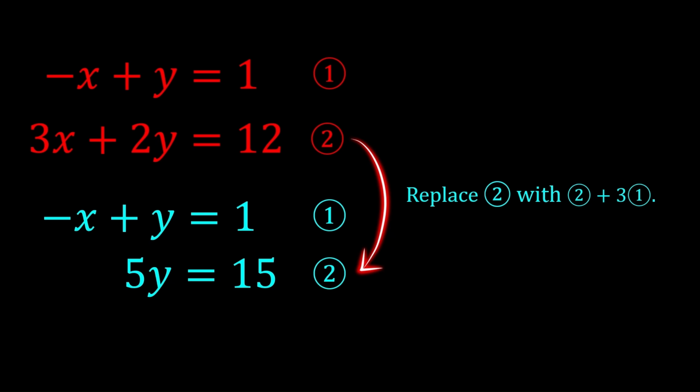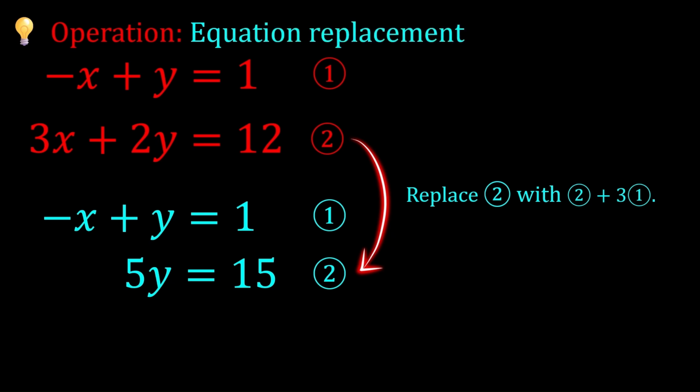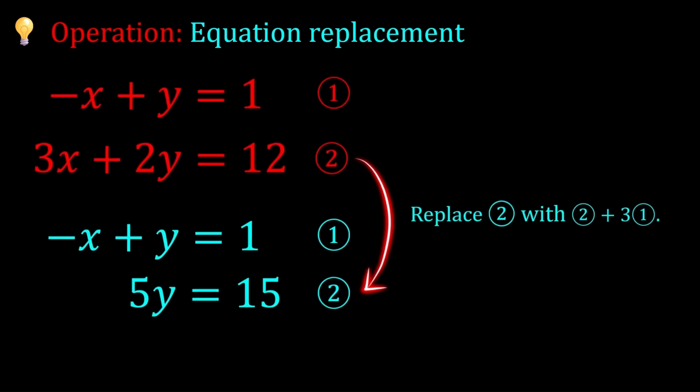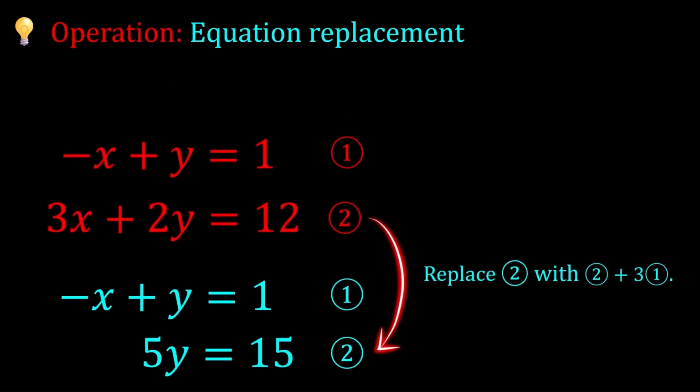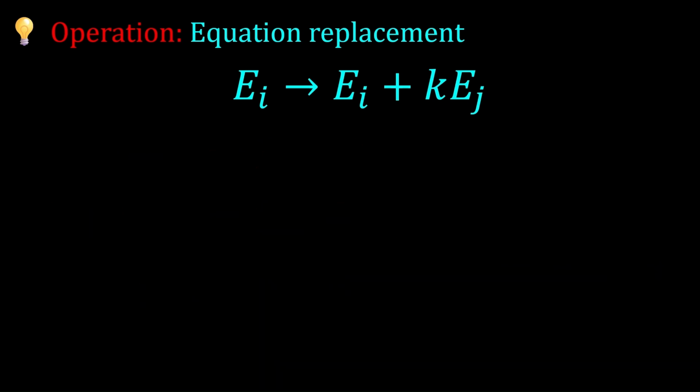Maybe I should actually quantify this as a single operation. Equation replacement. We've replaced equation 2 with equation 2 plus 3 times equation 1. We can even put some notation for this, where Ei can be equation i. So this would be E2 maps to E2 plus 3 E1. Equation replacement is probably going to come in handy a lot. This is definitely a breakthrough.